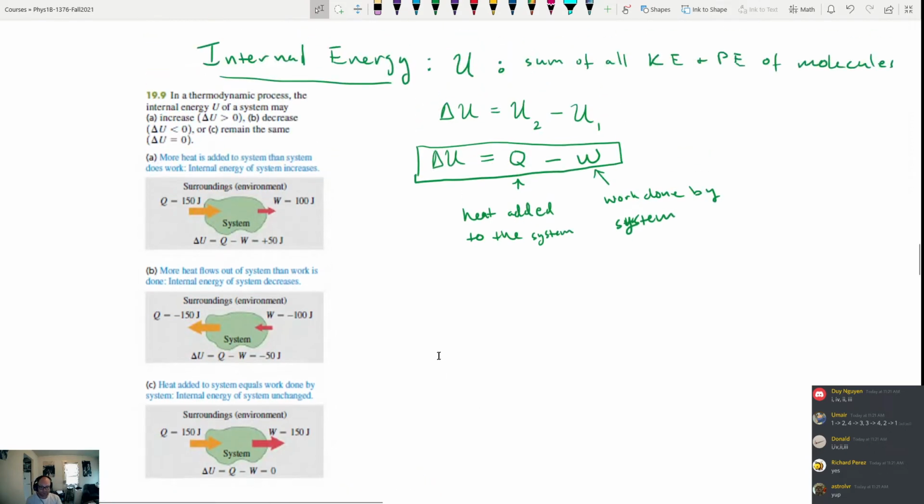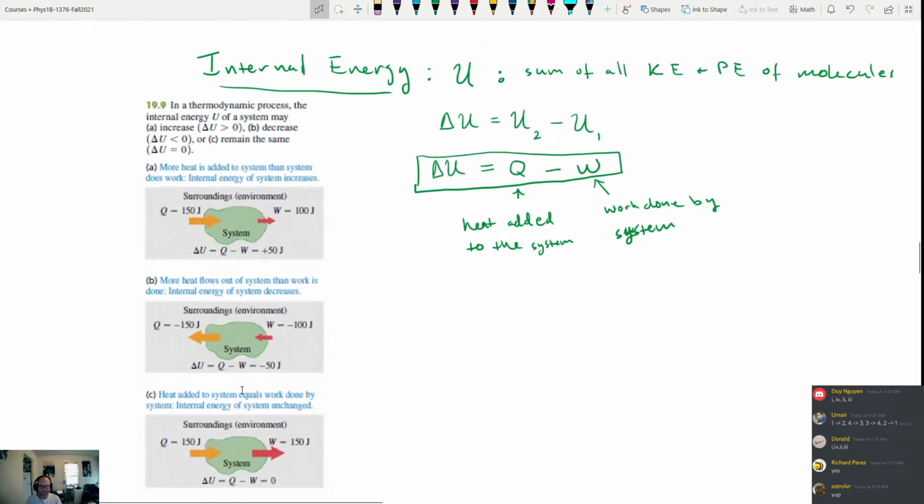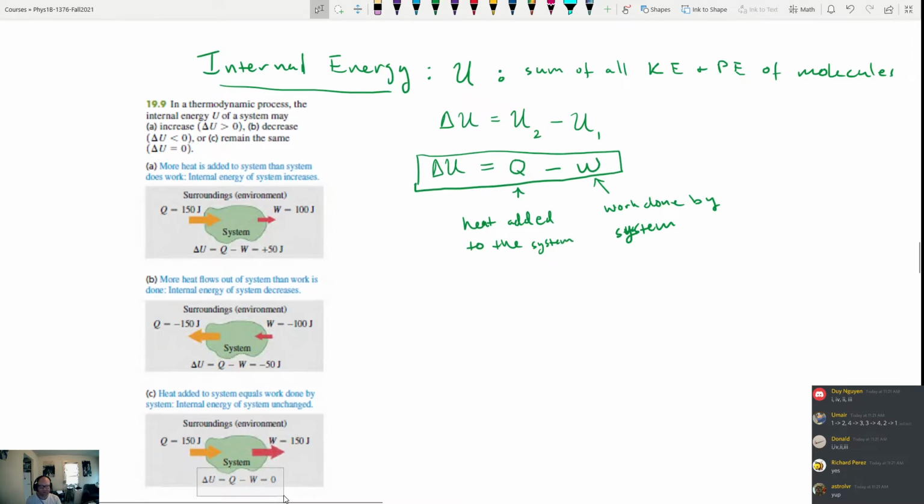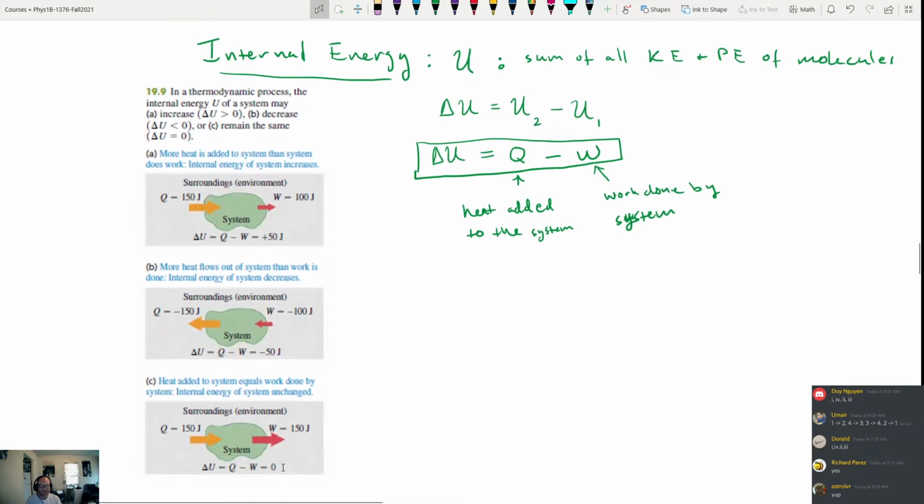There's also the possibility that the heat added to the system is exactly equal to the work done by the system, which is going to lead to the internal energy of the system being unchanged, right? So if 150 joules comes in and the system does exactly 150 joules of work, then the change in internal energy is 0. I will say that it is very unlikely we're going to see this very frequently. This is not a very natural thing to happen. It's usually the case that all of the heat that goes in doesn't automatically get converted into work. That's going to be a more rare case, I believe, if I remember correctly, thinking ahead.